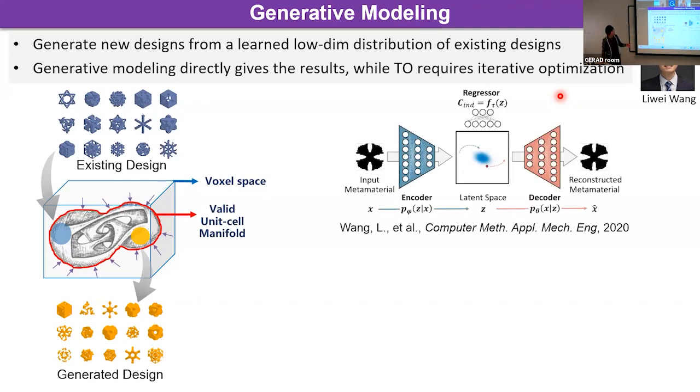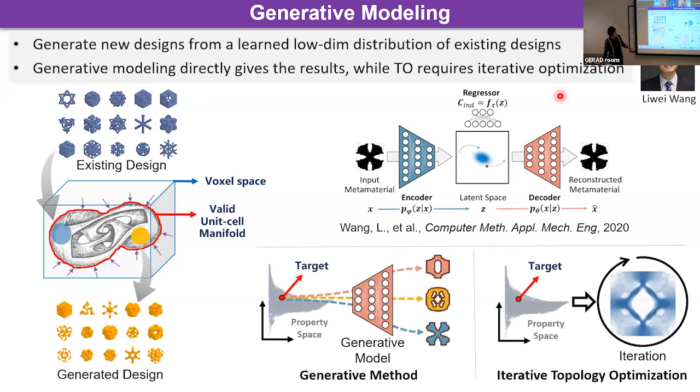So there is an encoder, decoder. There is this mapping that doesn't really need any iteration. So this is the approach here. On the left, you can see given a target in the property space, we'll know the geometry directly. But in some cases, it still needs some iteration to find the solution.